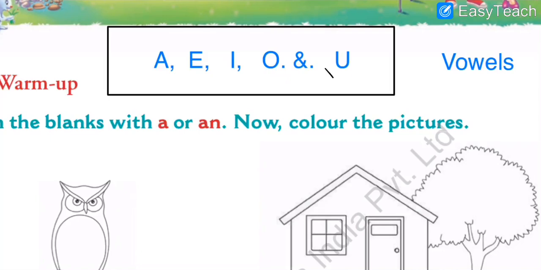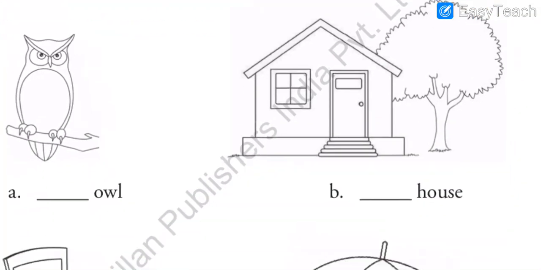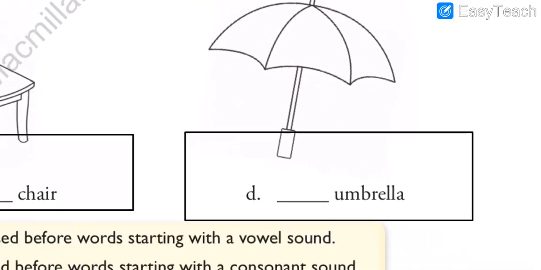Yes, U is a vowel. So as you can see, the word umbrella starts with U. If it is a vowel, you have to put N before that word, umbrella, right? So I will put the answer in the proper place. An umbrella. Repeat after me. An umbrella. Okay, good.